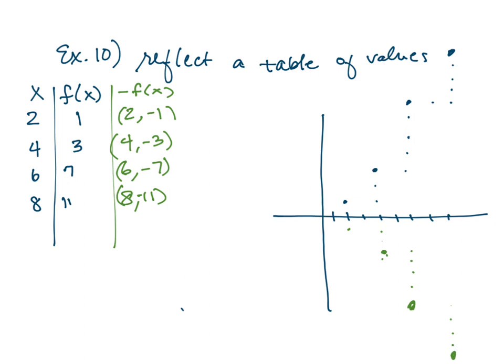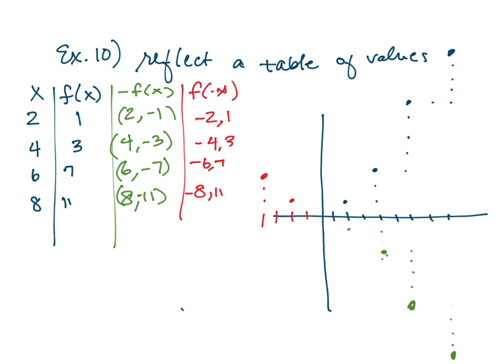The last thing, it wants to reflect across the y-axis. So now you'll have f of negative x, which is to say I'm going to change all of the inputs to be opposite signs. So negative 2, 1, negative 4, 3, negative 6, 7, negative 8, 11. And I'm going to run out of room on mine. I can tell you right now. I think you get the idea, though.